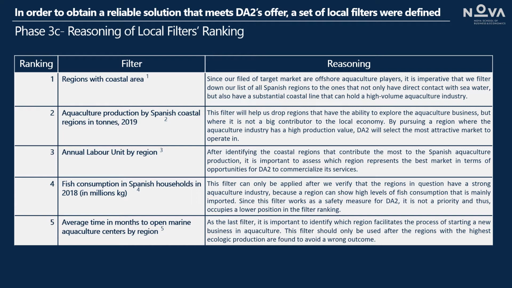most important one, followed by aquaculture production by Spanish coastal regions in tons in 2019, since it helped us drop those regions that have the ability to explore the aquaculture business, but where this is not a key driver for the GDP's growth. By pursuing a region where the aquaculture industry has a high production value, DA2 will select the most attractive market to operate in.